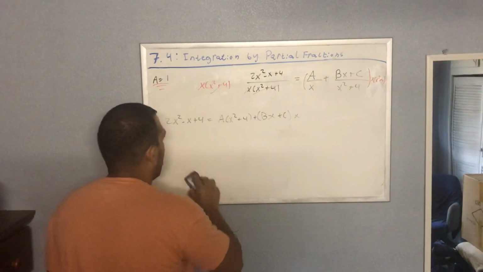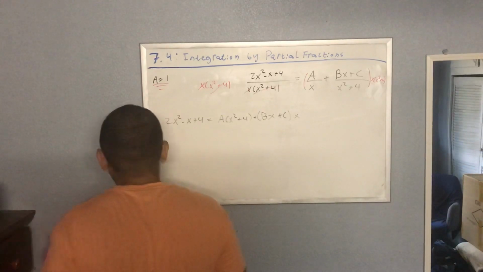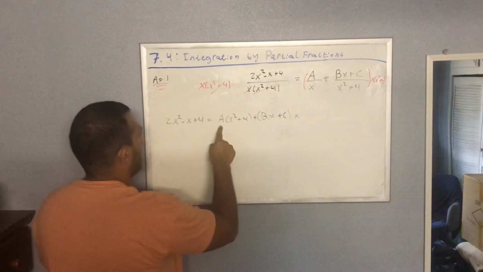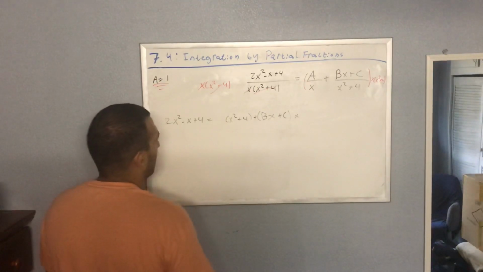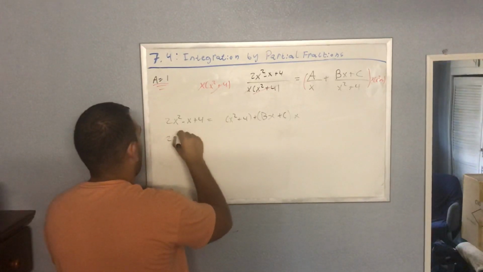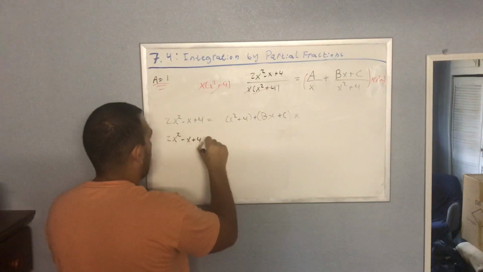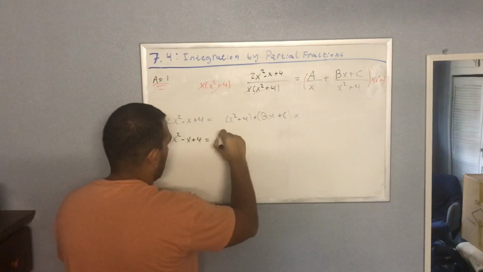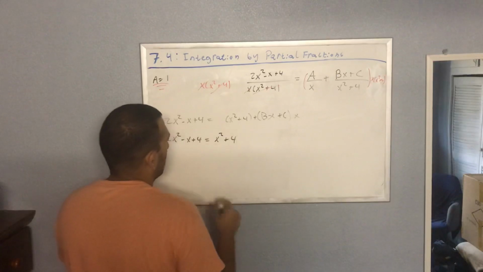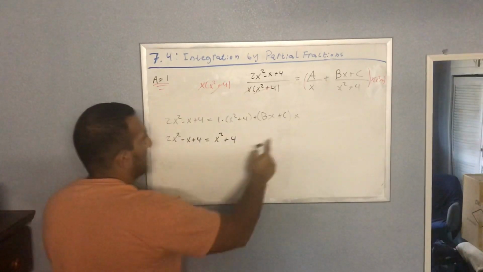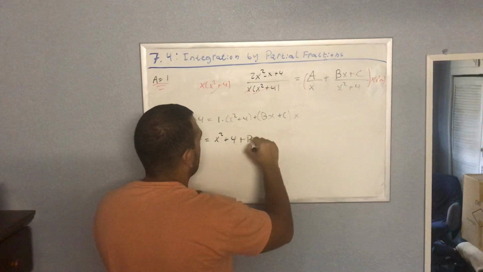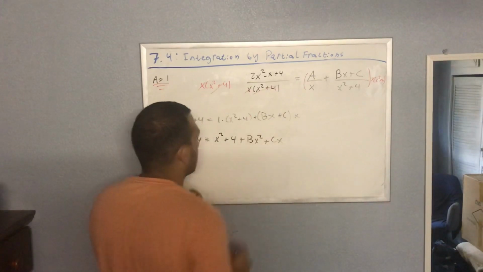So at this stage, let's just use the fact that a is 1. So this is just 1, so we can just forget about it. And now let's expand this out. We're kind of out of tricks in this case, or the tricks that we know so far. So this is just x squared plus 4, because it's 1 times that. That's what a was. And then if you distribute the x, this is plus bx squared plus cx.